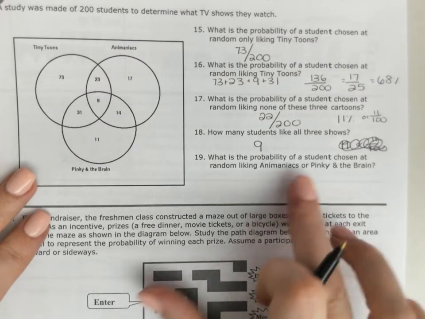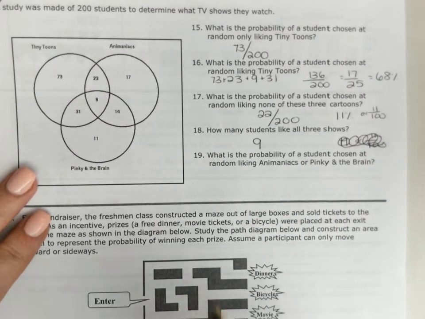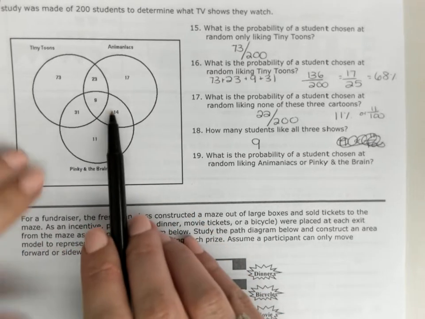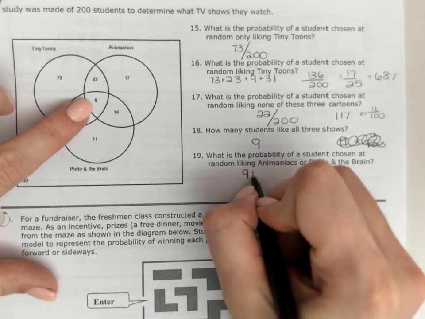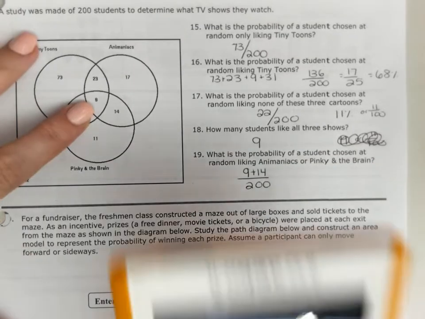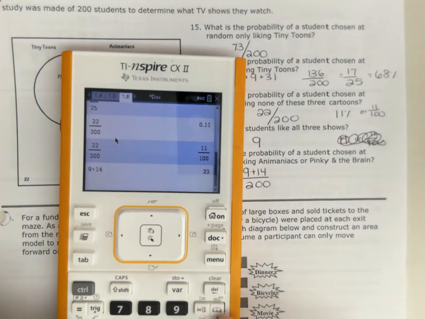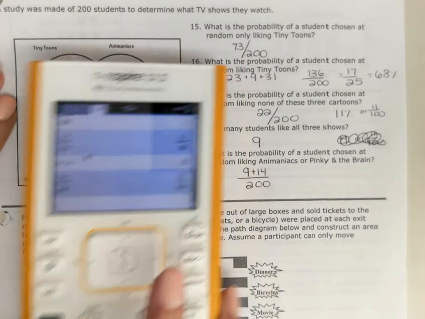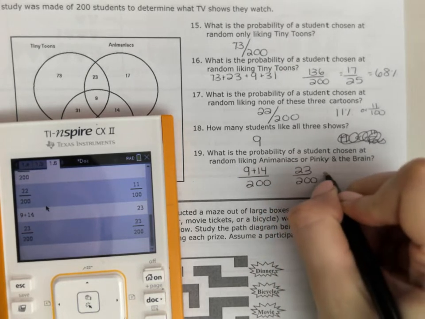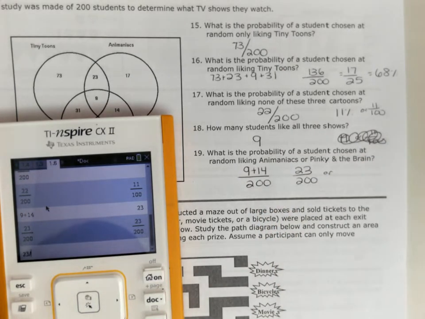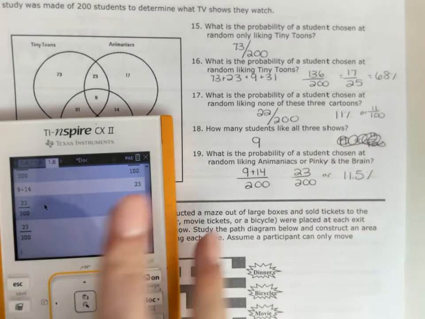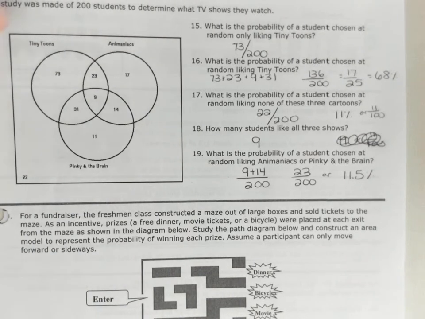What's the probability of a student chosen at random liking Animaniacs and Pinky and the Brain? Animaniacs, Pinky and the Brain, they overlap in these 2 sections. So 9 plus the 14 divided by the 200. It's 23 out of 200, or 11.5%.